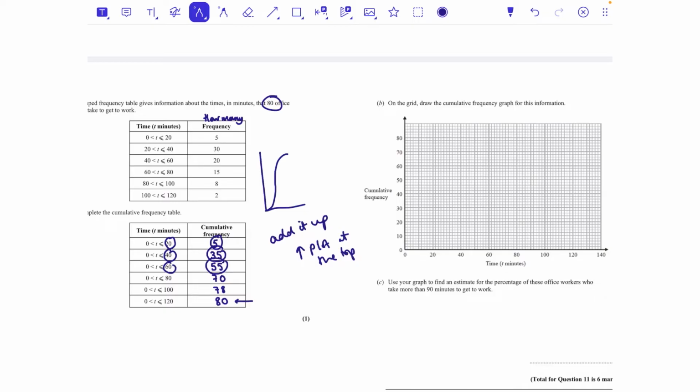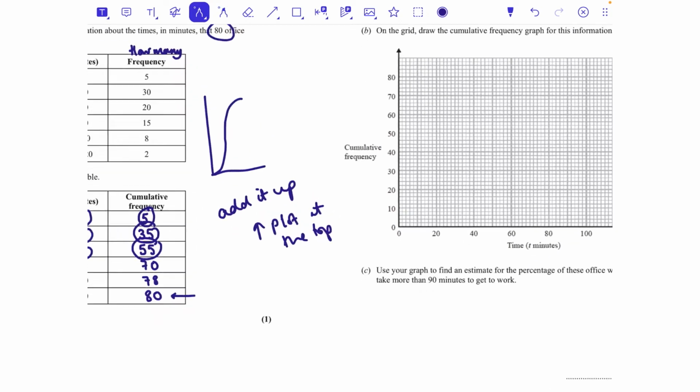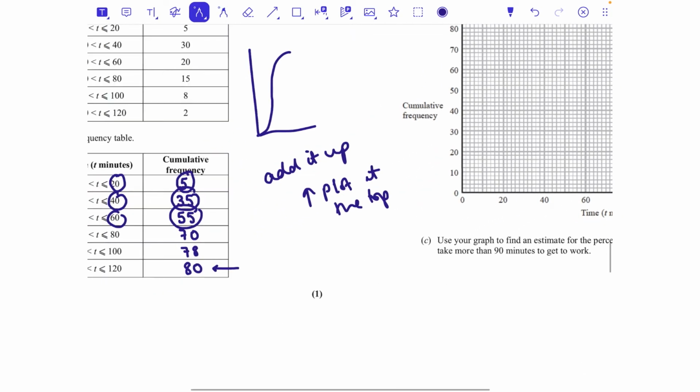So you're using the top of the category because it's everything up to 20, everything up to 40, and so on. So I'm going across to 20 and up to 5. Let's just zoom in a bit like that. Across to 20, up to 5. So be as accurate as you can. You're allowed, I think, to be within the square. So be really accurate. It'd be a bit bigger and a bit easier on paper.